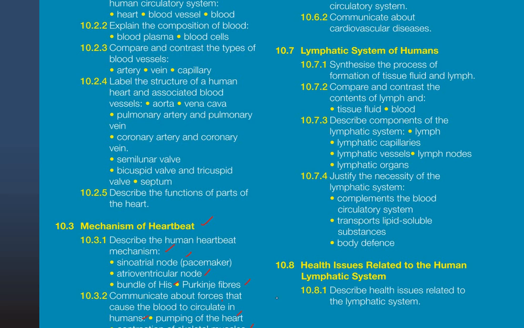Okay, so let us continue with 10.7, the lymphatic system of humans. 10.7.1: synthesize the process of formation of tissue fluid and lymph. 10.7.2: compare and contrast the contents of lymph, tissue fluid and blood. 10.7.3: describe components of the lymphatic system: lymphatic capillaries, lymphatic vessels, lymph nodes, lymphatic organs. And 10.7.4: justify the necessity of the lymphatic system: complements the blood circulatory system, transports lipid-soluble substances, and body defense.